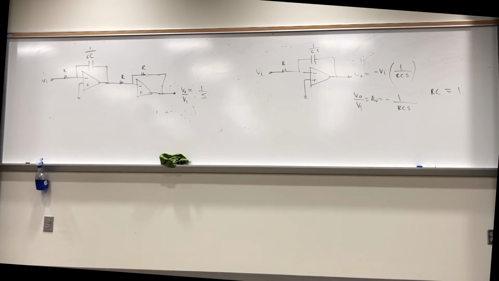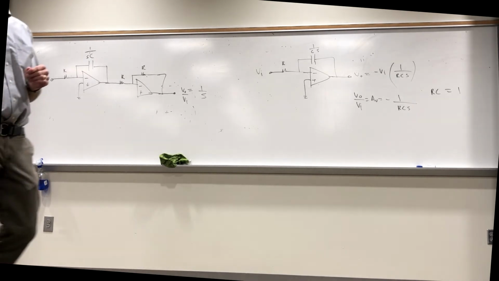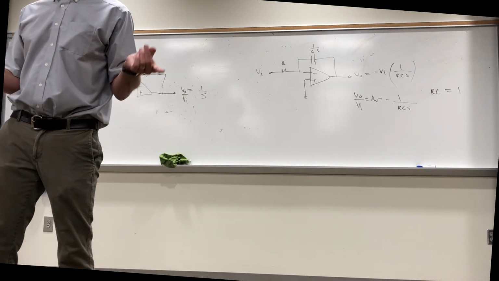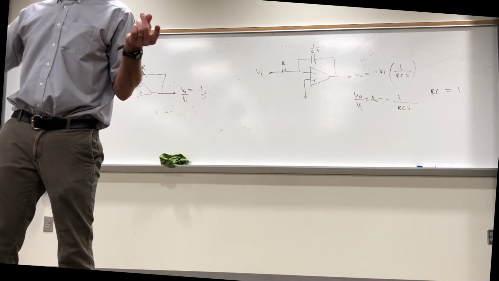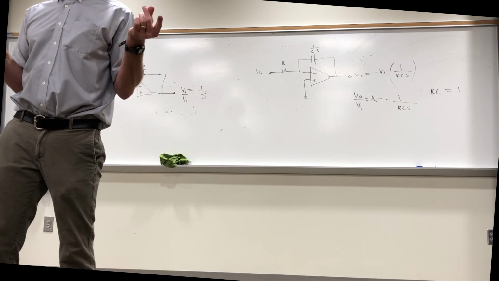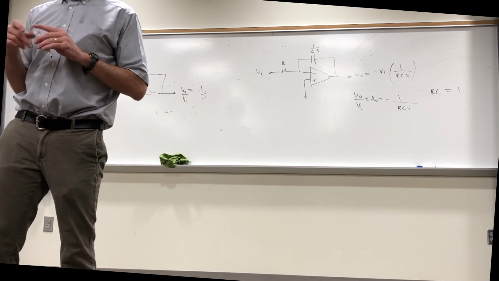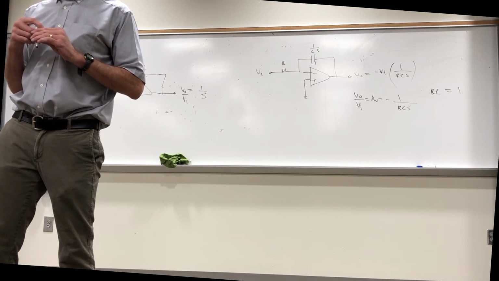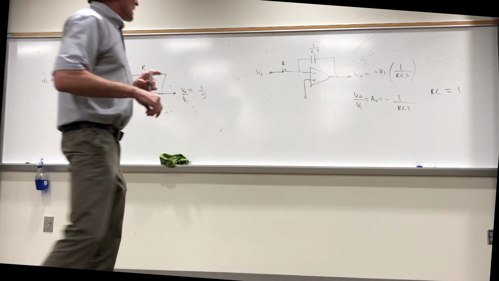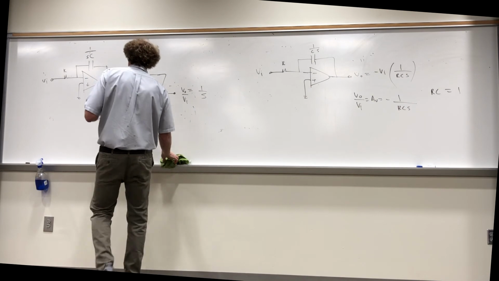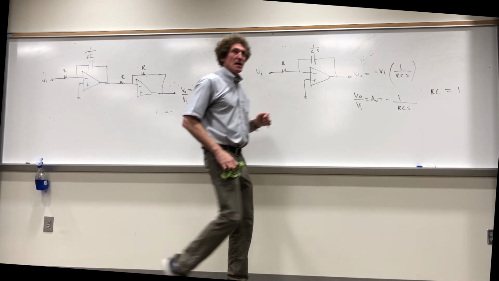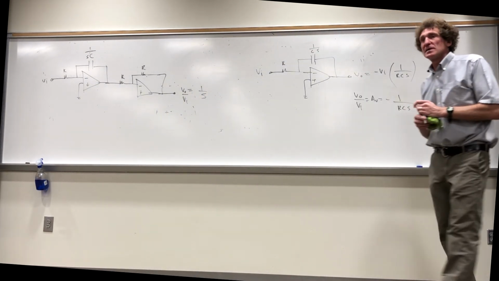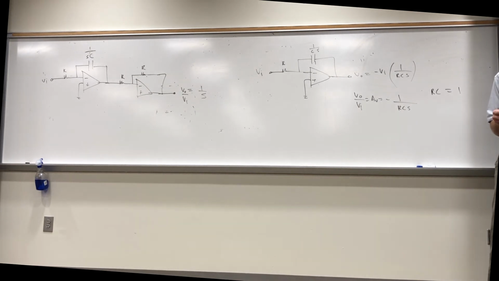Let's think about it. If x of t goes to x of s, the derivative of x of t goes to s x of s minus the initial condition, right? If I take the integral of x of t dt, then I get a 1 over s times x of s, right? So keep that in mind. Finally, this is a couple things. This is how you realize simple poles. Now this one I want you to be attentive to.